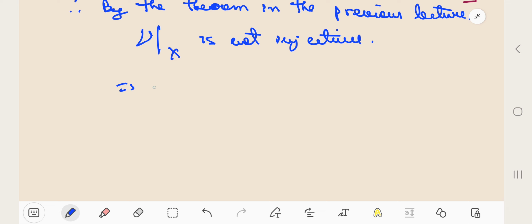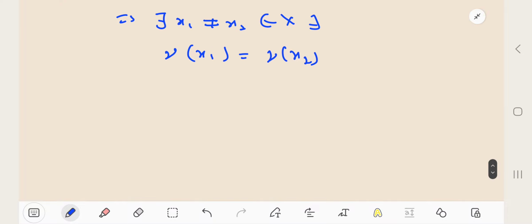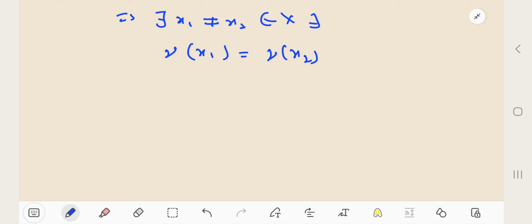So this implies there exist x1 not equal to x2 in X such that gamma of x1 is equal to gamma of x2. But since gamma is the natural map, gamma of x1 is just x1 plus 2L, and gamma of x2 is just x2 plus 2L. So this implies that x1 minus x2 is inside 2L. This follows from the natural properties of a quotient group.